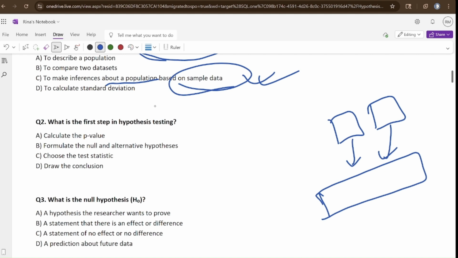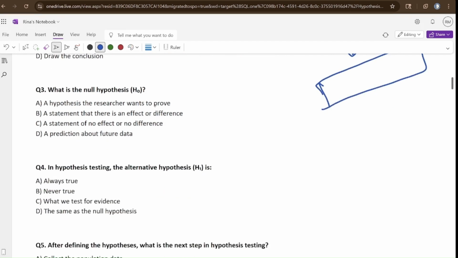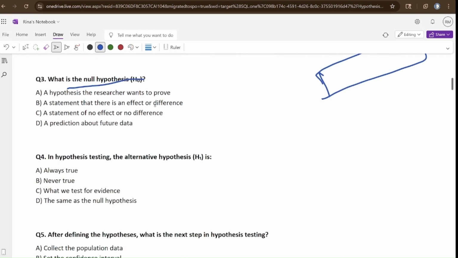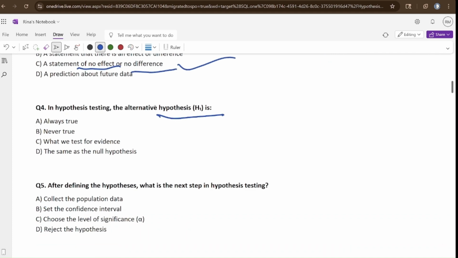Fine. Now what is the first step? First step is null hypothesis and alternative hypothesis. What is null hypothesis? Null hypothesis means no effect, no difference. What is alternative hypothesis? That means the opposite of no.